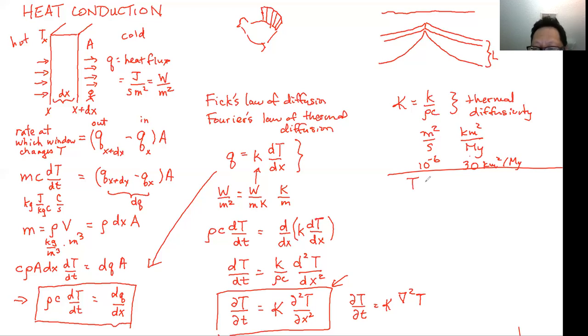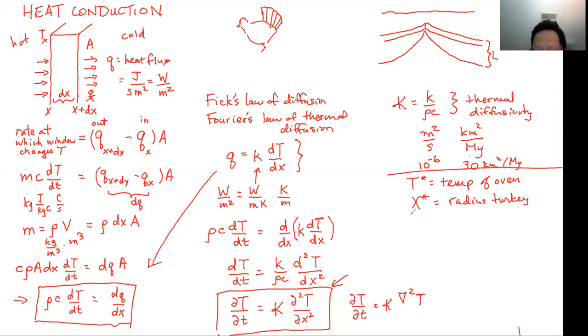So T star is some characteristic, we might call it whatever, it might be the temperature of the oven, right? We might call X star the radius of the turkey, right? That's the only relevant size there.